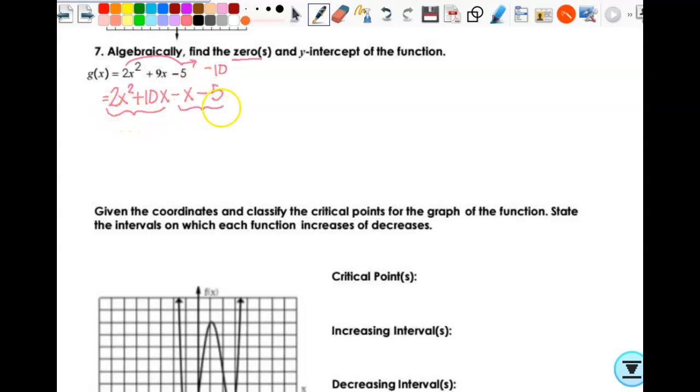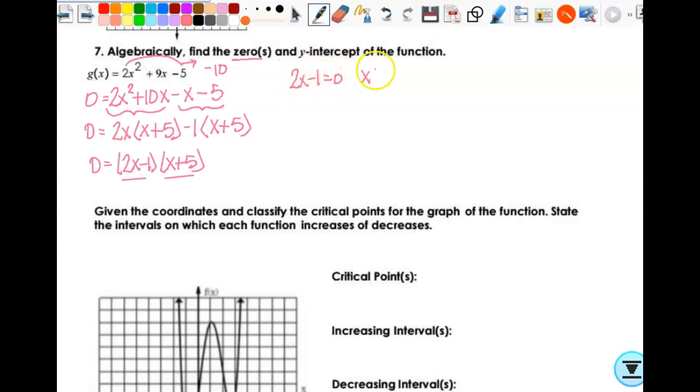I'm going to factor by grouping. These two, setting that equal to 0. These two I can factor out 2x. That leaves me with x plus 5. Out of these two, I can factor out a -1. That leaves me with x plus 5. So I get 0 equals 2x minus 1 times x plus 5. So to find my zeros, I set each one of these equal to 0. So 2x minus 1 equals 0, and x plus 5 equals 0. So x equals 1/2, and x equals -5.